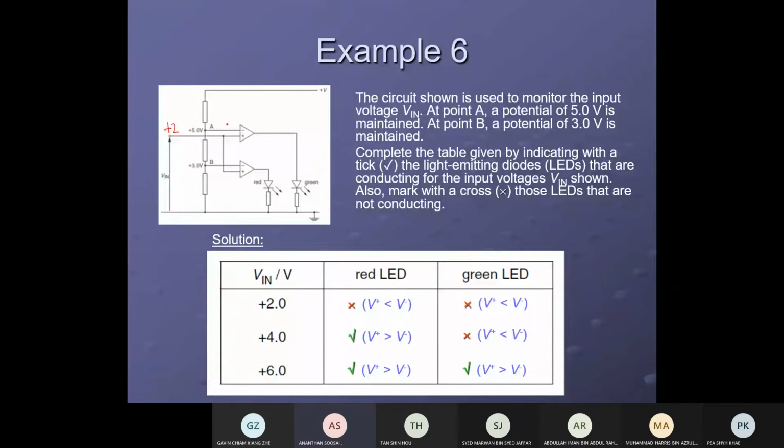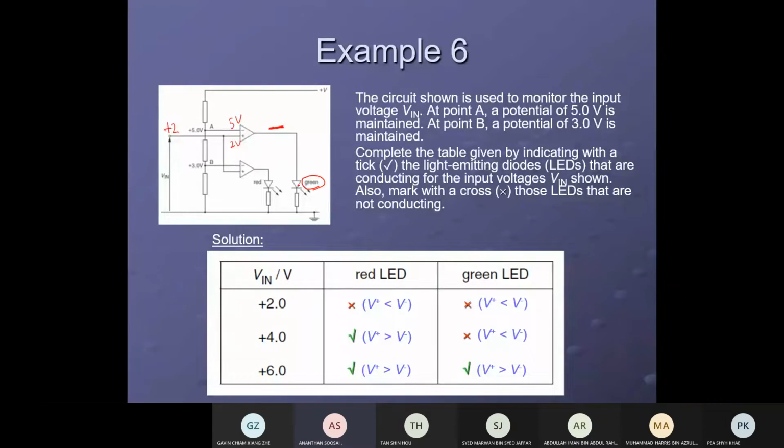If input is positive 2, look at the first op-amp. Negative is how much? Negative is 5 volt. Positive is how much? 2 volt. Will the output be positive or negative? Negative is greater than positive, so output will be negative, right? So tell me, will the green LED light up or not?